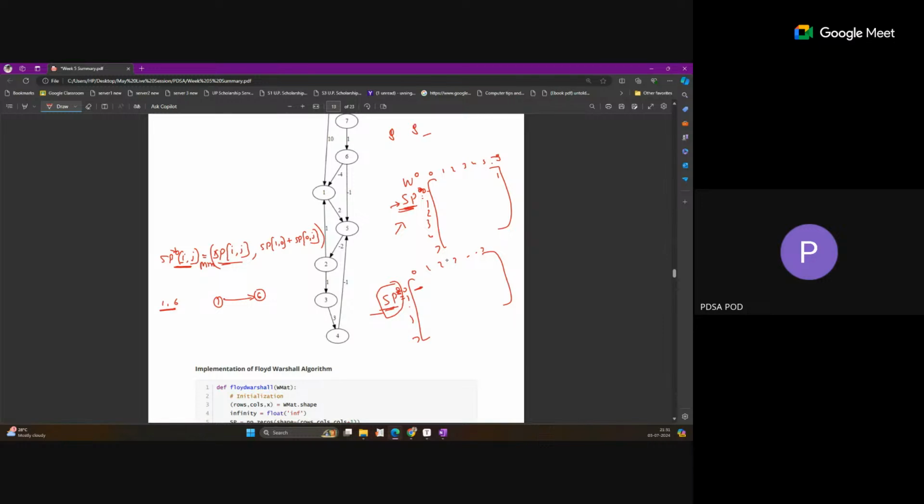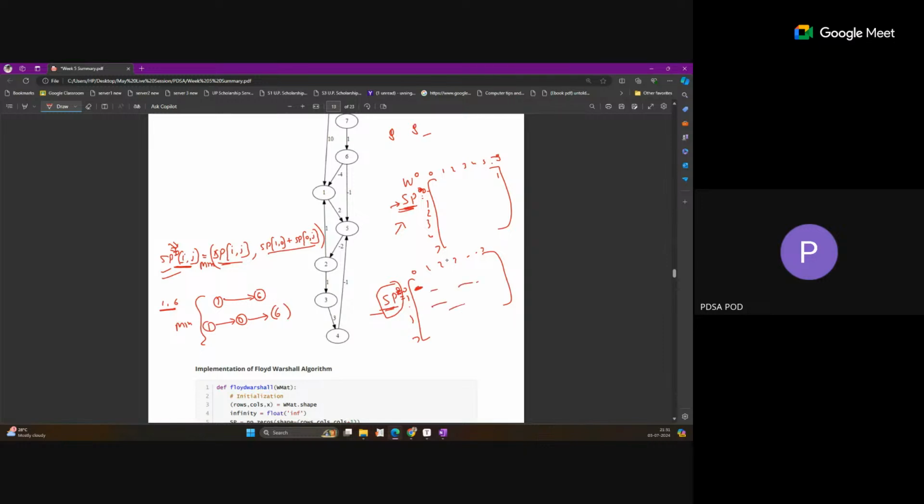Another possibility is, because this is the 0 matrix, that we are considering vertex 0 in between. So we will check 1 to 0 and then 0 to 6. What is the distance of this path? So we have the direct distance and the path distance through 0, and among these two we will select the minimum one and store that value in this matrix. By this formula, we calculate this information for SP0.